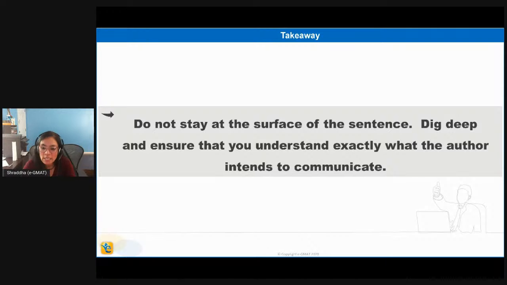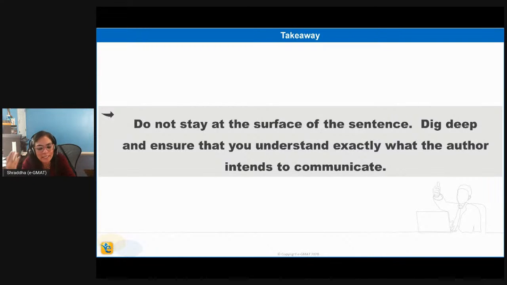Here it's time to take a break and look at the takeaway. Both these sentences tell us that we must not stay on the surface of the sentence. What does it mean? Don't take the sentence at face value, or just stop at reading the original sentence and identifying the errors. No, if the sentence is presenting a clear meaning, as we saw in question 1, we are good.